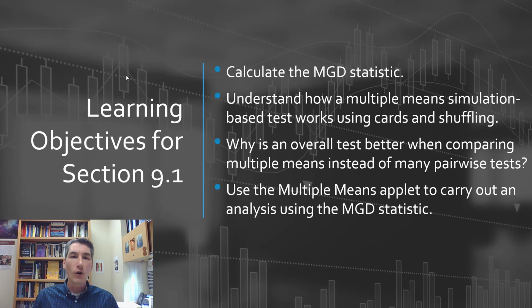Okay, so hopefully in class we get to a lot more of the details. This is just giving you a preview of what we're going to be doing. But how do you calculate the mean group difference statistic? How does the multiple means applet simulate using cards and shuffling? Why do you do the overall test versus just the pairwise test? And then how does that applet actually give you the p-value from the null distribution?